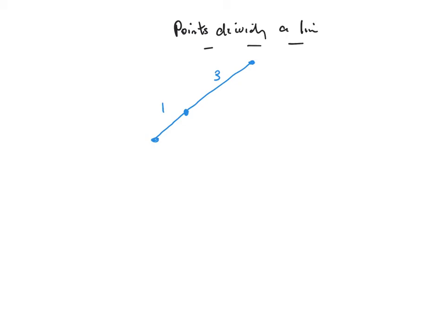So if I was to say, for example, that this is the point A, which has coordinates (3, 2), and this is the point B, which has coordinates (7, 14), and if I was to call that the point P, our task is then to find the coordinates of the point P.